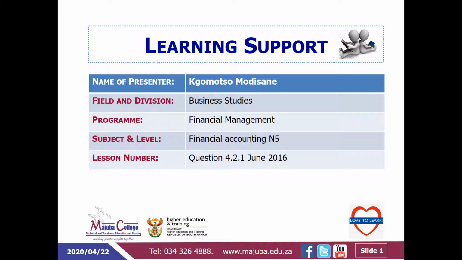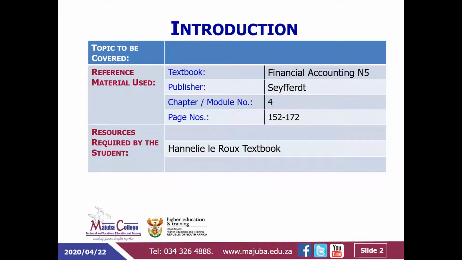In this presentation, I'm specifically going to focus on question 4.2.1 of the June 2016 question paper. That question related to a topic referred to as incomplete records, as contained in Module 4 of the Financial Accounting 5 textbook that is used at Majuba TVET College.